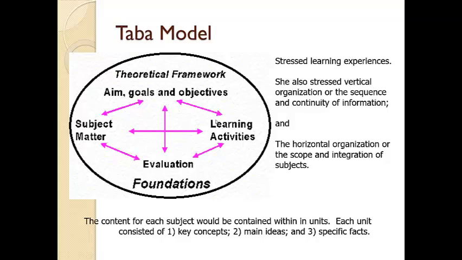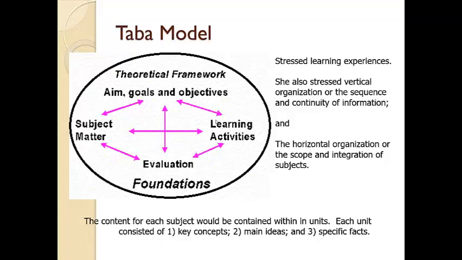The Taba model is the next one that we're going to look at. And she really came up with the learning experiences and looking at objectives, okay? And you can see the interaction here: the theoretical framework, the aims, goals, and objectives, the learning activities, the evaluation, and the content or the subject matter. And all of these things interact with each other throughout the development of the curriculum.